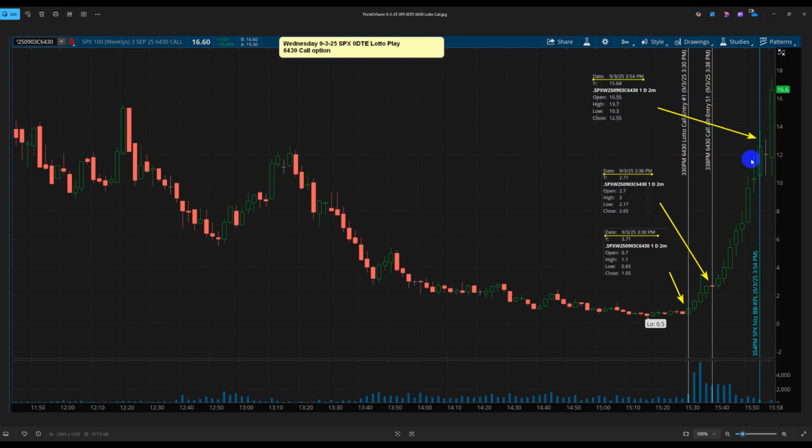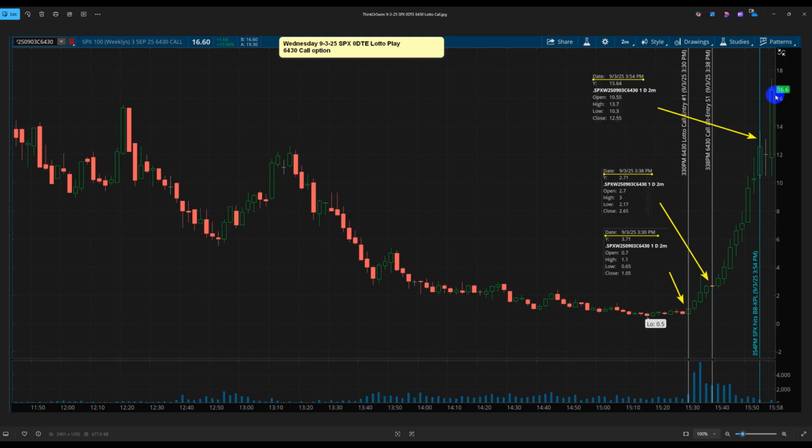Here at 3:54 p.m., this is the candle where SPX hit the bull bear key price level. Again, at 3:54 p.m., it hit a high of $13.70. It closed that candle at $12.55, so you'd be getting out at the close of the candle, and that's what gives you your profit depending on your entry here. Or your entry here.